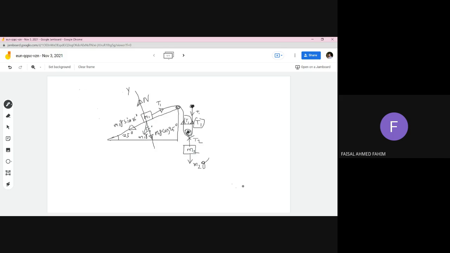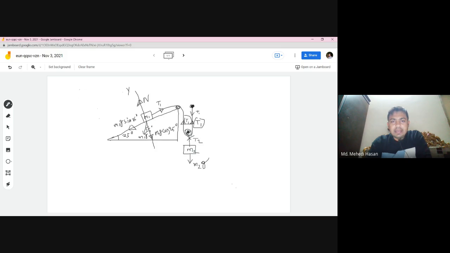Sir, if M1 is greater than M2, what would be the tension? Tension, sir. I'm not saying that the tension is fixed here, like T1 is equal to 10 Newton or something like that. So we have to find out this tension. This tension is not mainly given. Depending on the masses M1 and M2, the tension will be different, of course.